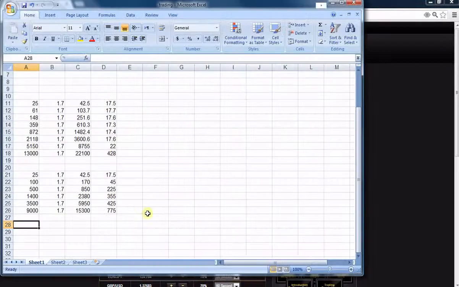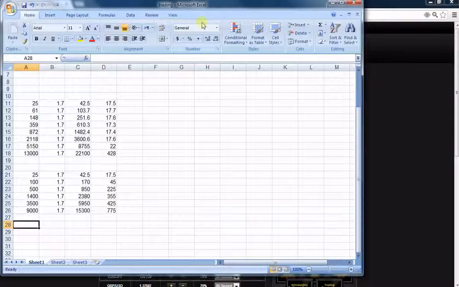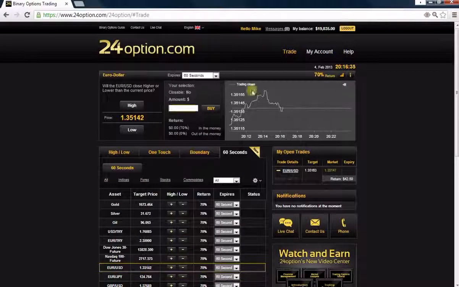So I'm always going to look at my Excel sheet and see what values I need to invest in order to win back the amount of money from previous lost trades, if I do lose a trade. And there are several different variants on this technique, in that we can change it up here in 24options, because it allows us to really choose the amount that we're going to invest.